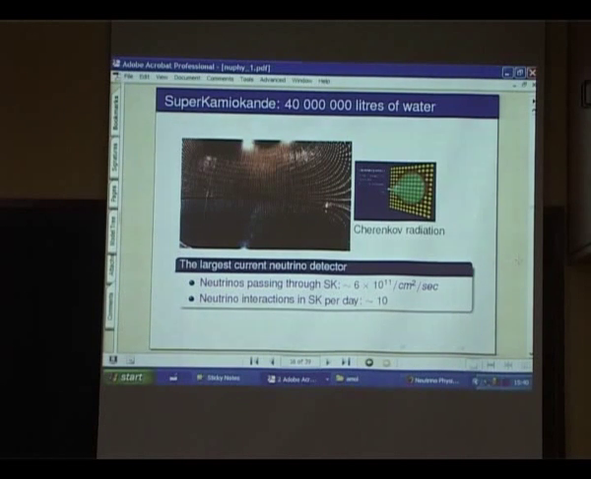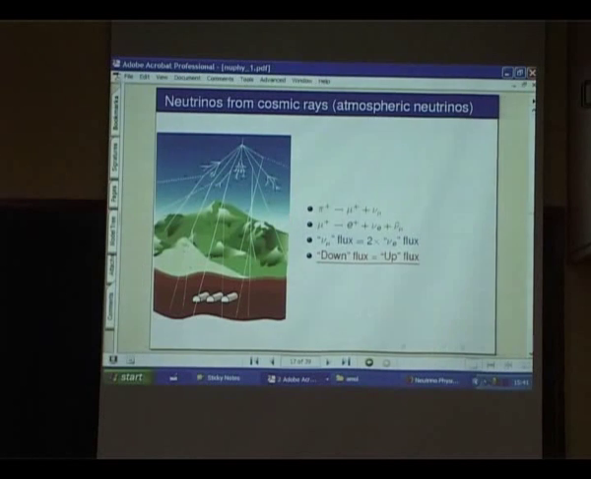Yeah, but that's much smaller than this. The flux is much smaller. You get more events. I'll come to that. Events you will get similar number, about 10 events per day. However, the flux is much smaller.